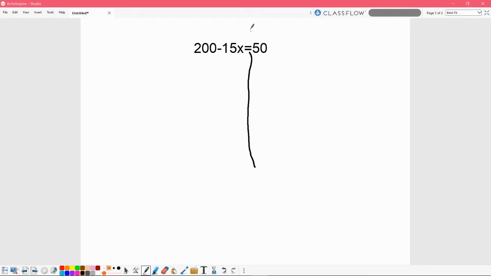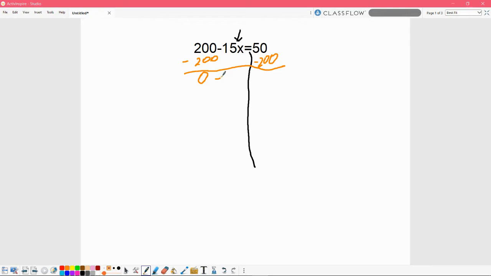Okay, so I want to get this x right here by itself. What I notice is I have 200 to start with. I'm taking away 15x's and it's got to equal 50. So to cancel out 200, I've got to subtract 200 because that 200 is already positive. And what we do to one side, we do to the other. So I've got to subtract 200 here. So this 200 minus 200 is equal to 0.